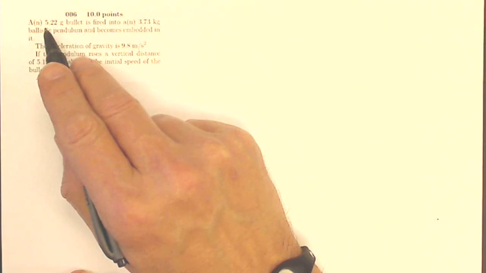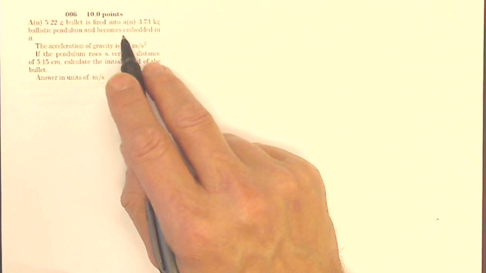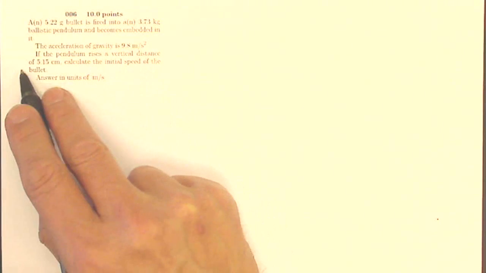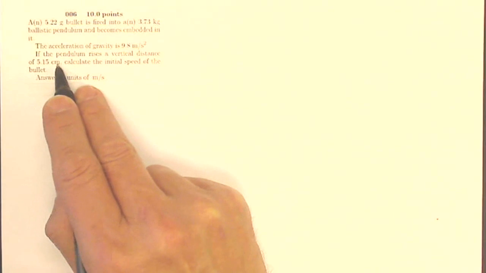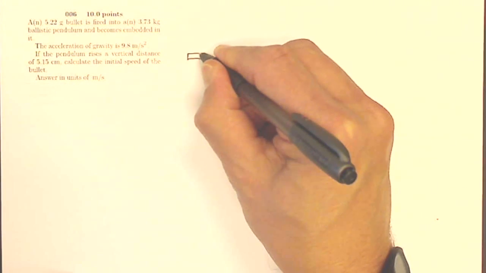This is AP Physics, homework number 6.3, question number 6. A 5.22 gram bullet, so watch out for that, is fired into a 3.73 kilogram ballistic pendulum and becomes embedded in it. If the pendulum rises a vertical distance of 5.15 centimeters, calculate the initial speed of the bullet. So I have a bullet flying along.